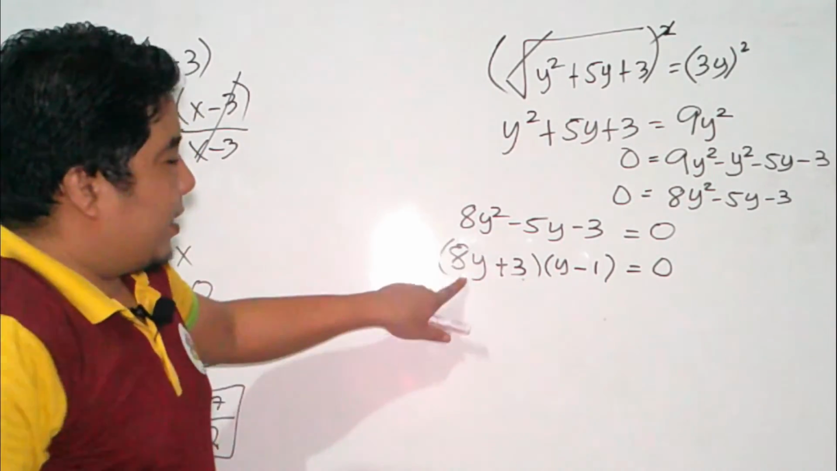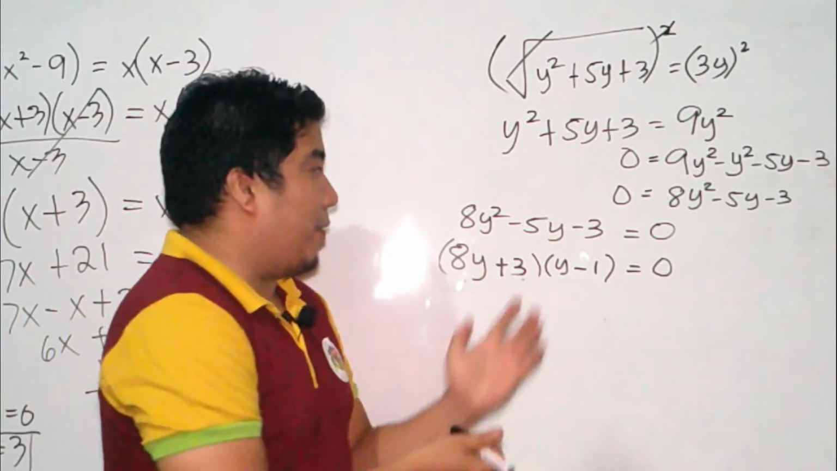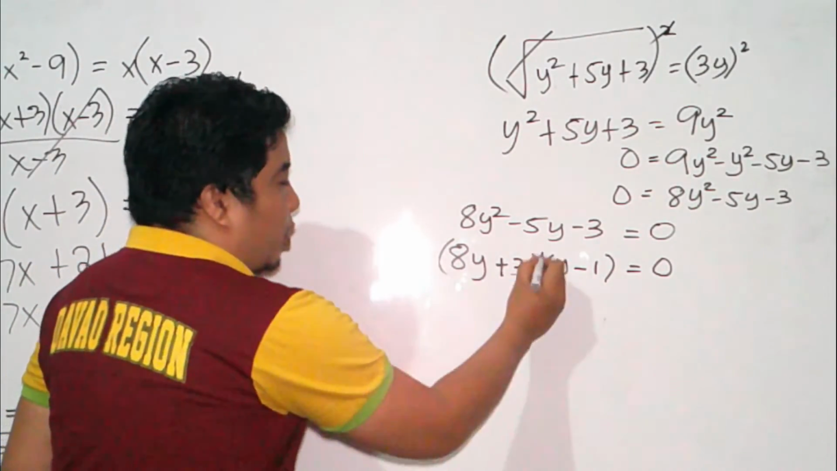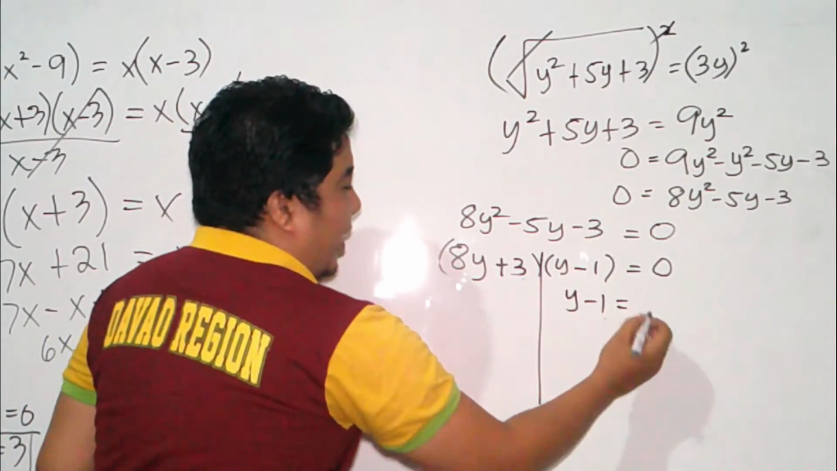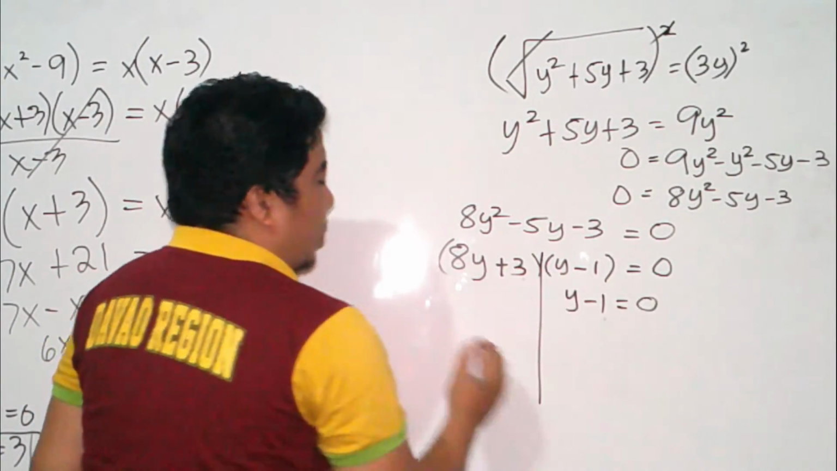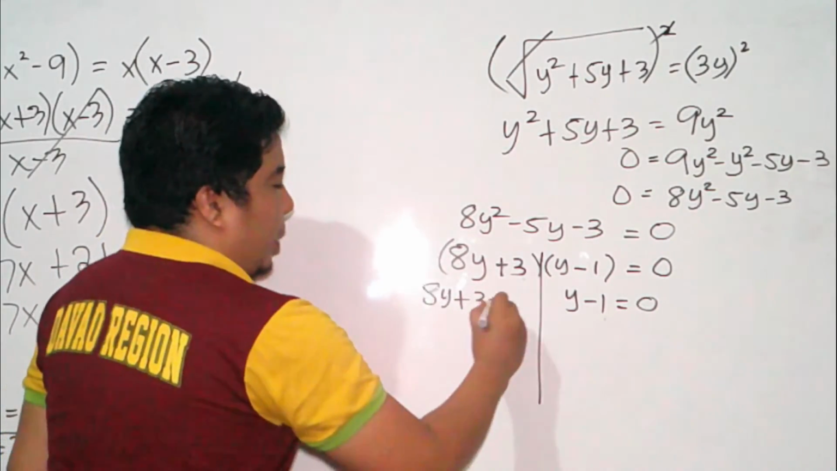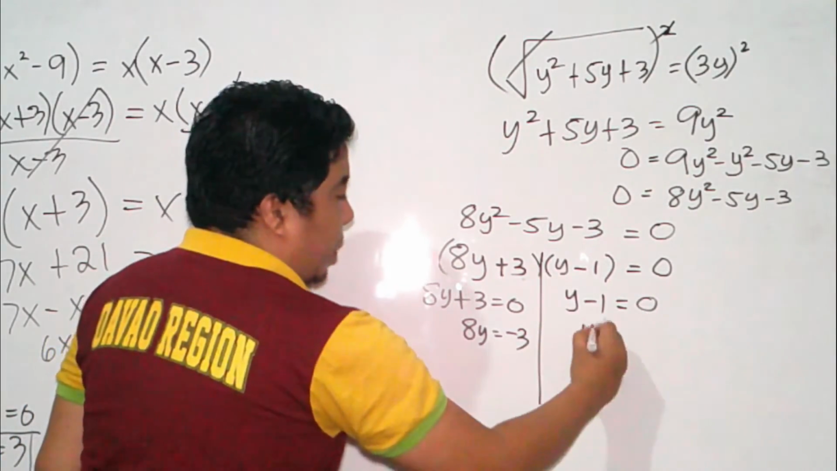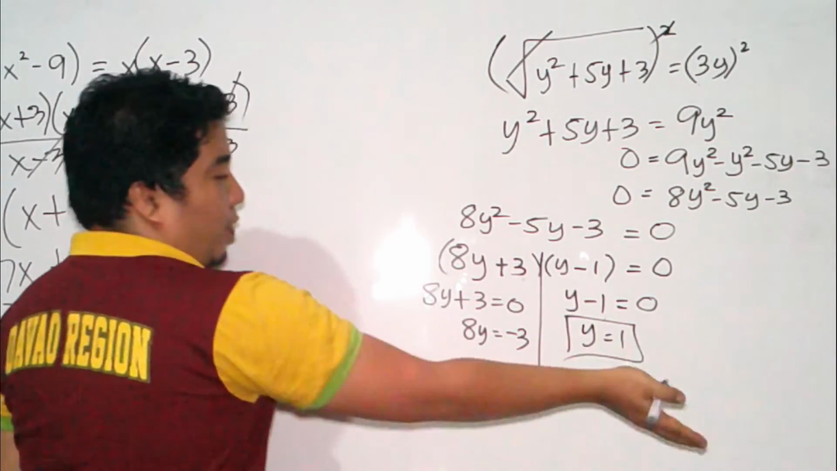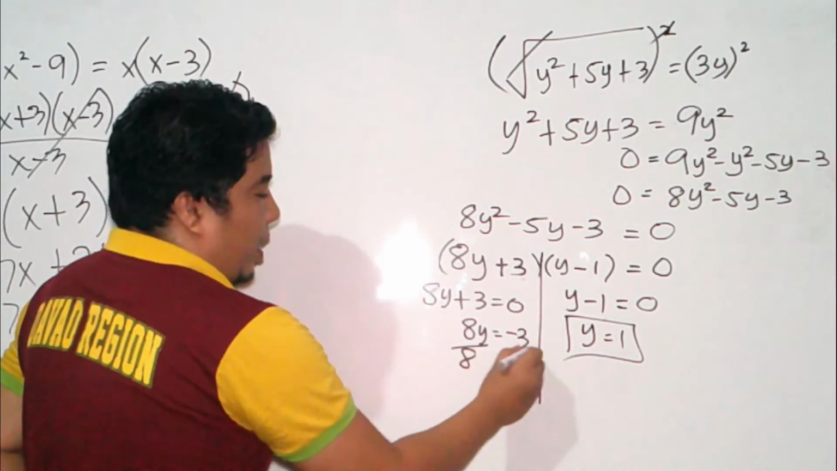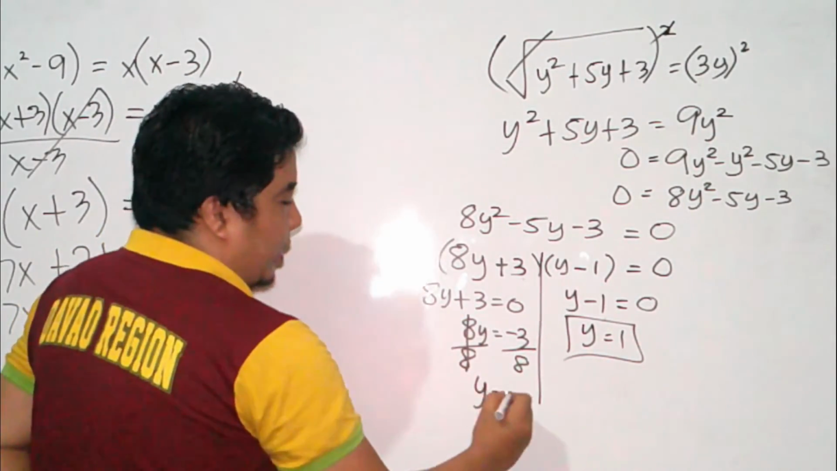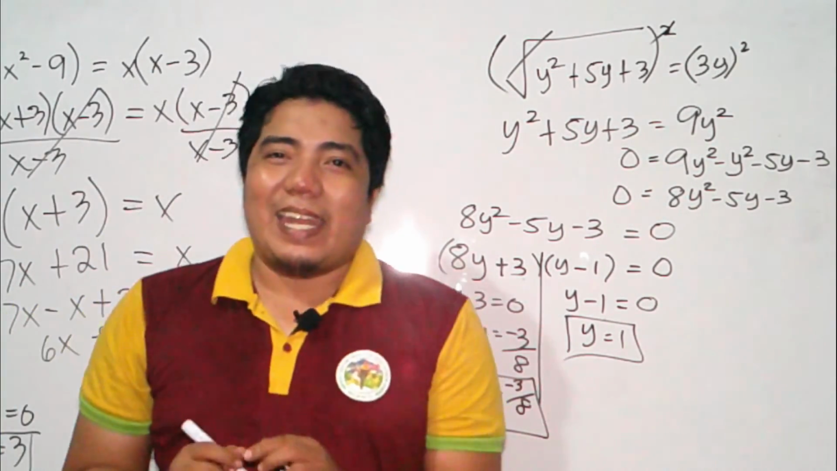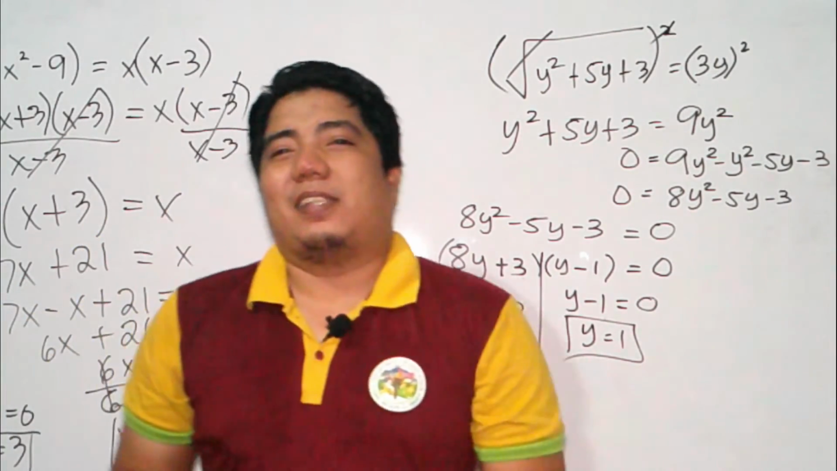Now, we can say that these are our factors for 8y squared minus 5y minus 3. So, what we will do next is to solve them separately. So, this is y minus 1 is equal to 0. And then here, 8y plus 3 is equal to 0. Transposing it will give us negative 3. Transposing this one will give us positive 1, and that is already the answer for the other side. However, this is not yet finished. We divide both sides by 8. So, y is equal to negative 3 over 8, and this is our final answer: negative 3 over 8 and positive 1.